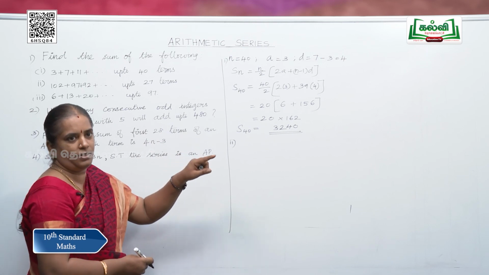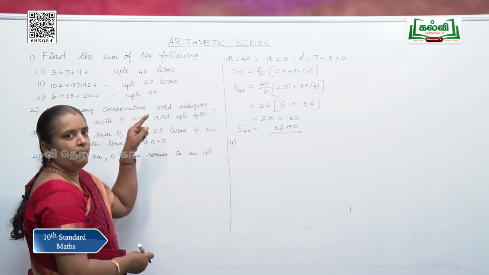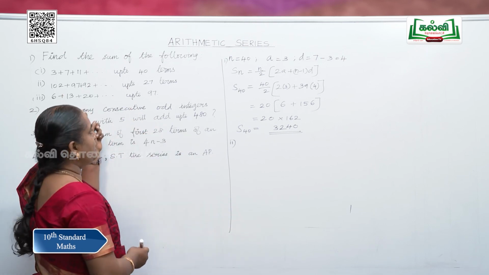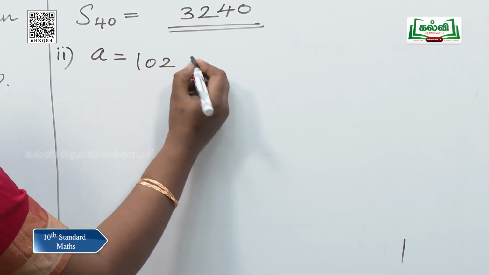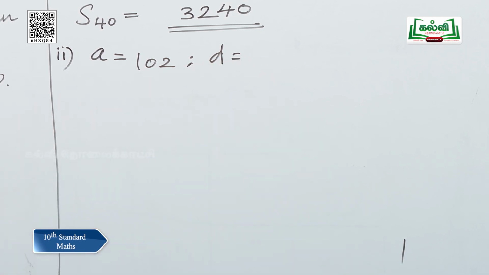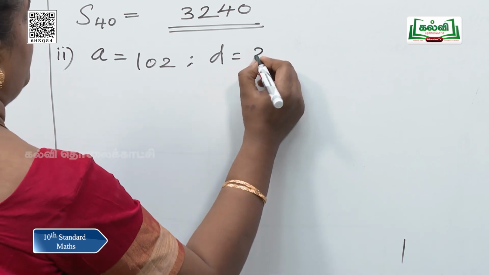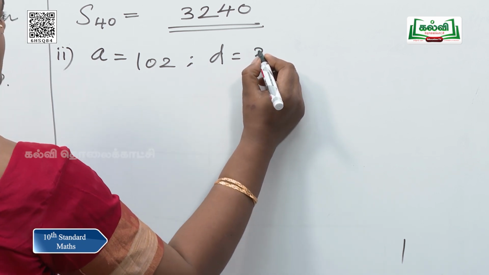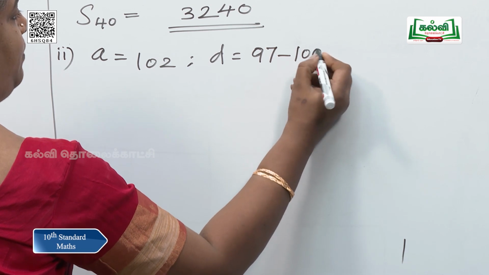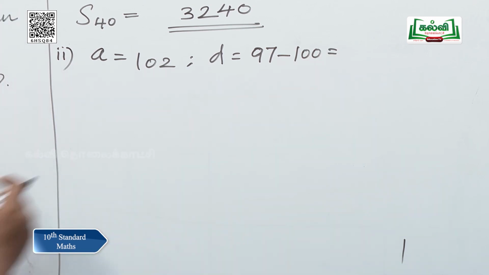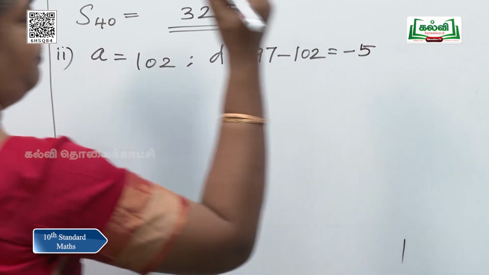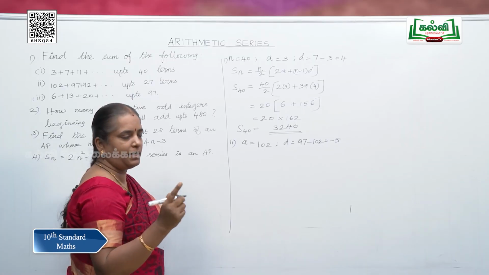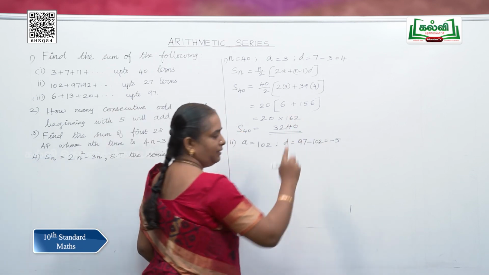up to 27 terms. So what do you observe here? Yes, the series is decreasing. Very good. So A is 102 and D is, since the series is decreasing, you have to be careful while subtracting. That is T2 minus T1. T2 is 97 minus T1, so 97 minus 102 is minus 5.